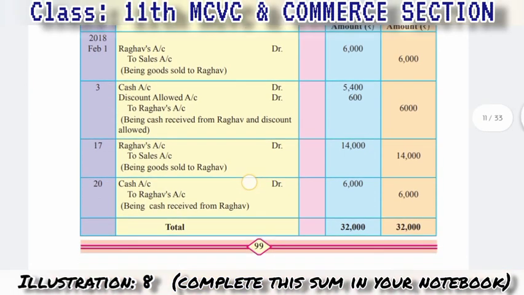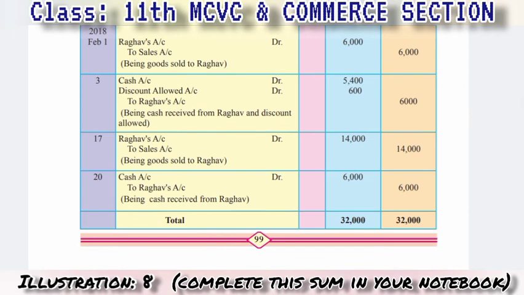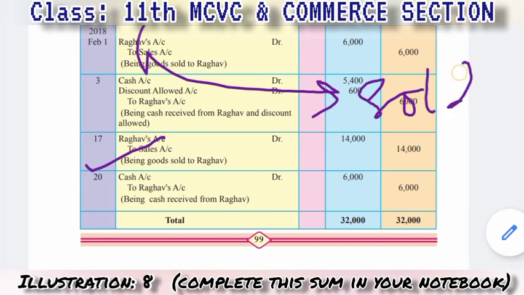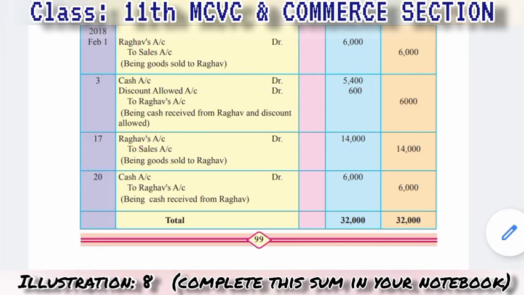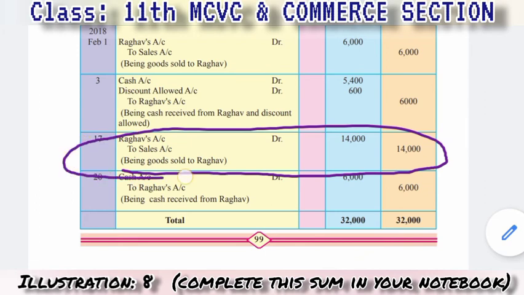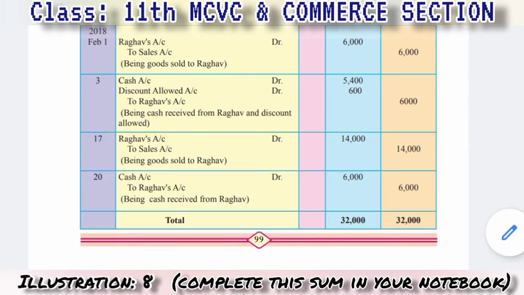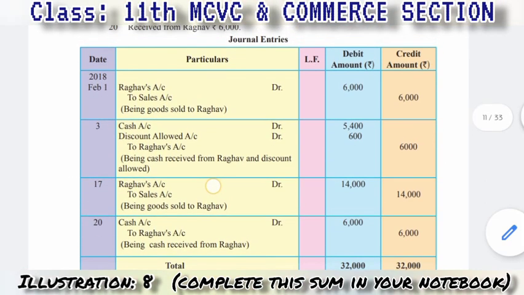Moving ahead with the third transaction, that is invoiced goods to Raghav rupees 14,000. So Raghav's account debit to sales account 14,000. As you know, invoiced goods means what? It is one kind of sold goods. So that is why here they have told you the transactions very clearly. On the other hand, the very last transaction is this: received from Raghav rupees 6,000.